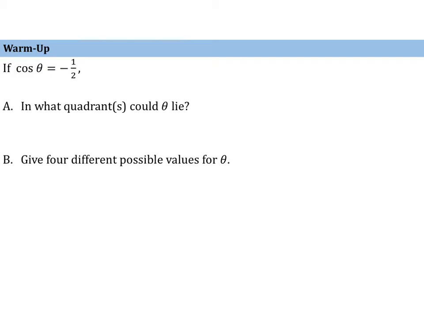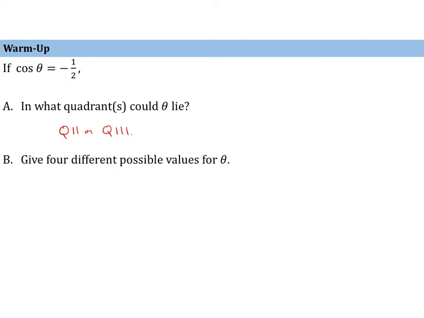Here we have an expression, cosine of theta, and we are told that it is equal to -1/2. So the first question that we will have is, in what quadrant or quadrants could this angle theta lie? Because cosine of theta here is -1/2, we know that cosine of theta is negative in the second and third quadrants. So therefore, it could be quadrant 2 or quadrant 3.